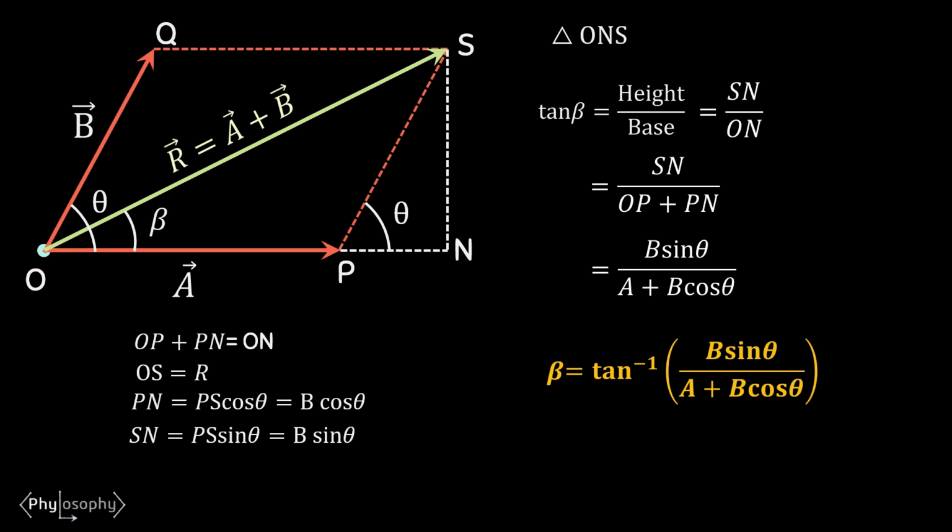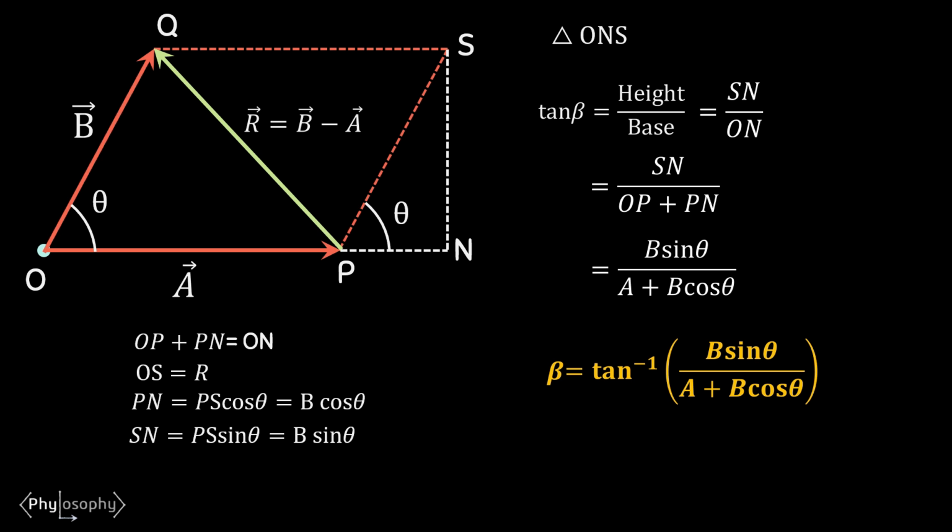So this gives the direction of the resultant vector R. So we determine the magnitude and the direction of the resultant vector R, which is represented by this diagonal OS. Now just for an additional piece of information, the other diagonal of this parallelogram, that is PQ, represents the subtraction of two vectors B and A. We will discuss vector subtraction in later videos.